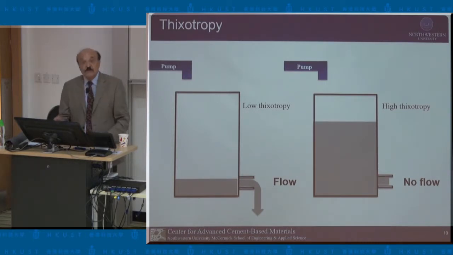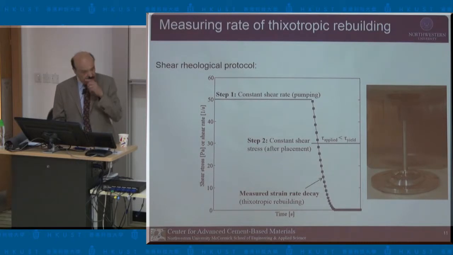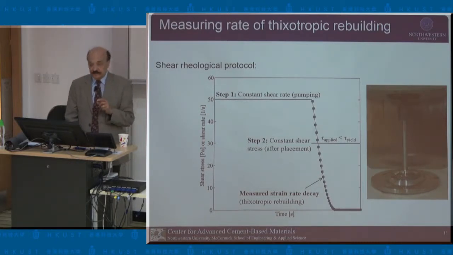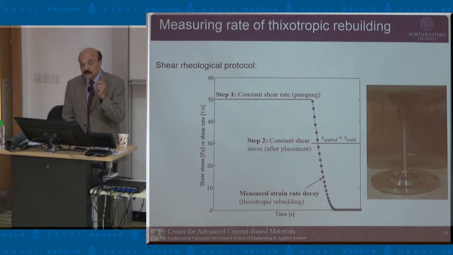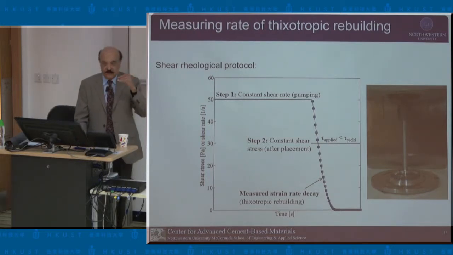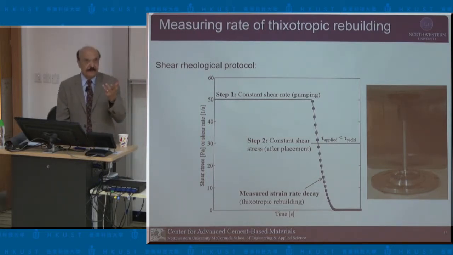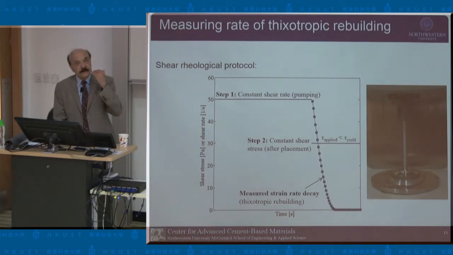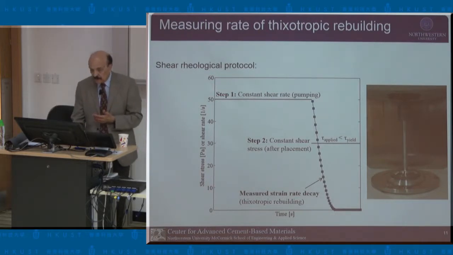Just like when you cut yourself, if the blood was like water, it would continue to flow, but it doesn't. So to simulate this, what we have done is we have this parallel plate rheometer, and we first applied a constant shear rate. That's pumping. Then we switched it and apply constant shear stress. That's then the yield stress. And see how long it takes for the rate to drop to zero.